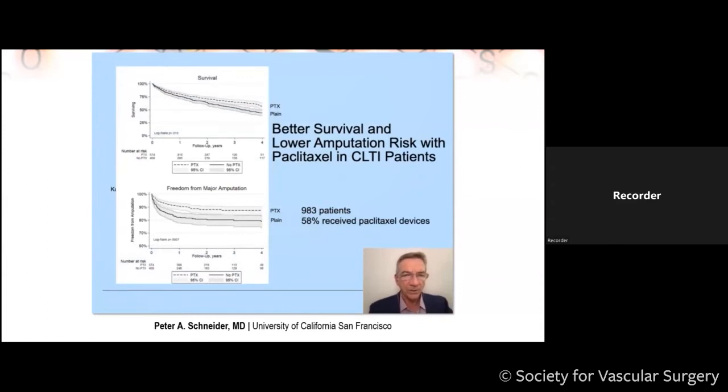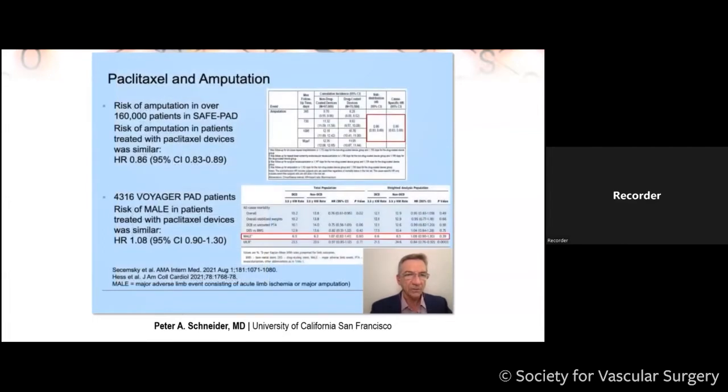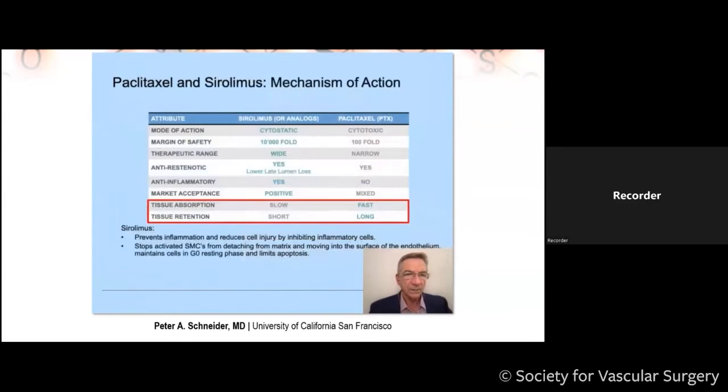This is a study of critical limb ischemia patients from Case Western. Almost 1,000 patients, 58% received paclitaxel delivering devices with actually slightly better survival and slightly better freedom from amputation in those who received paclitaxel. This is the SAFE PAD database I just showed you about mortality, now looking back to see about amputation, showing no evidence of increased risk of amputation. Likewise, the Voyager, which we already talked about, showing no increase in amputation.